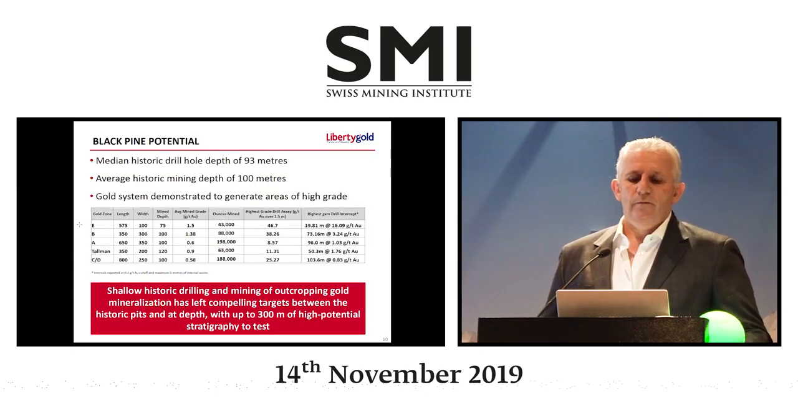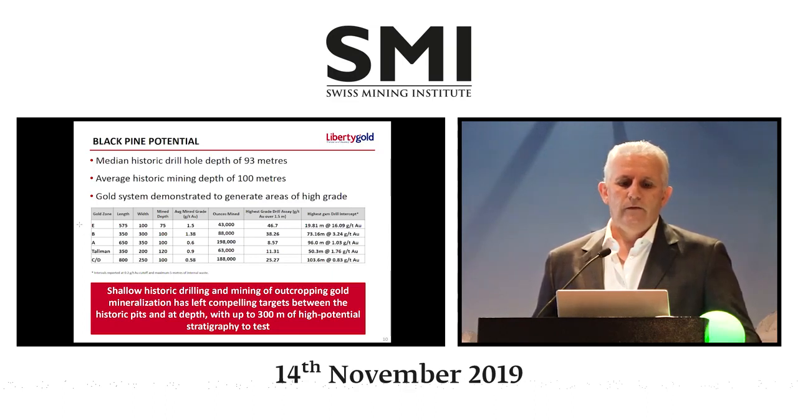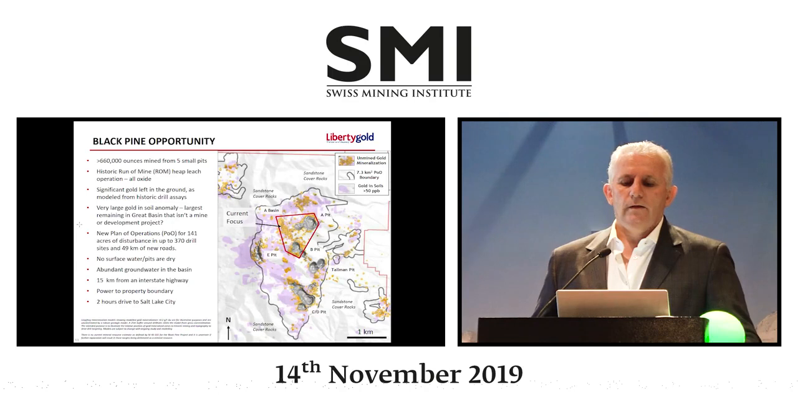Here's the depth of the 5 pits and the grade tenure of those pits. An average run-of-mine oxide heap leach gold mine in the United States of America runs 0.4 to 0.5 grams per ton. The discovery at Black Pine, we're getting significant intercepts at 2 to 8 times those grades. Some of the historical drill holes are shown here, but what's key is those pits are dry and there's no water where we don't want it.